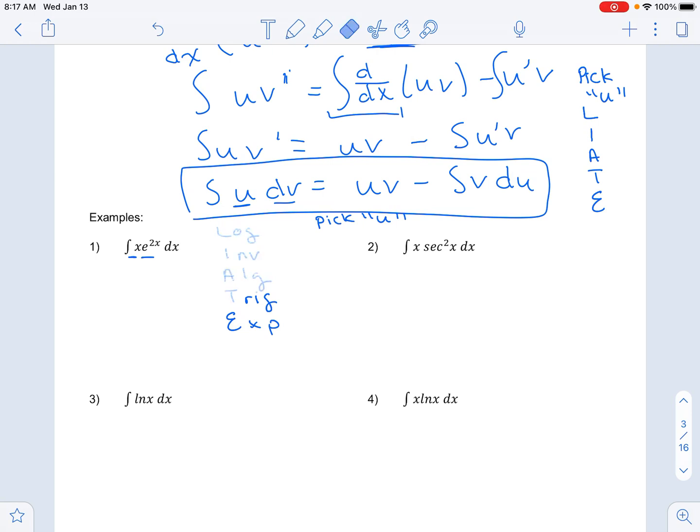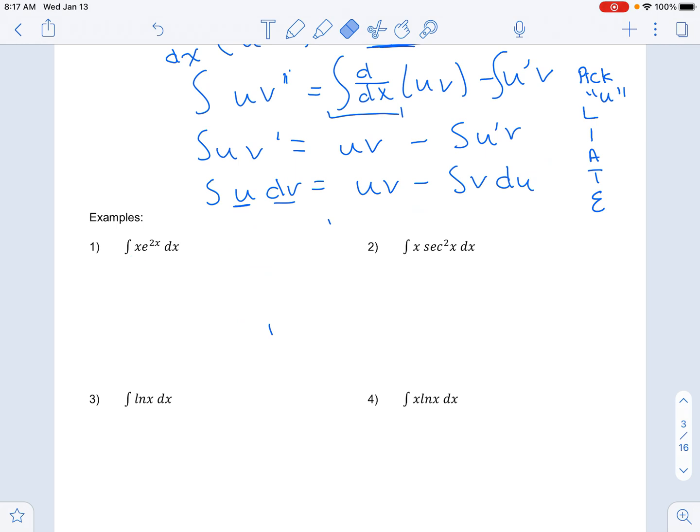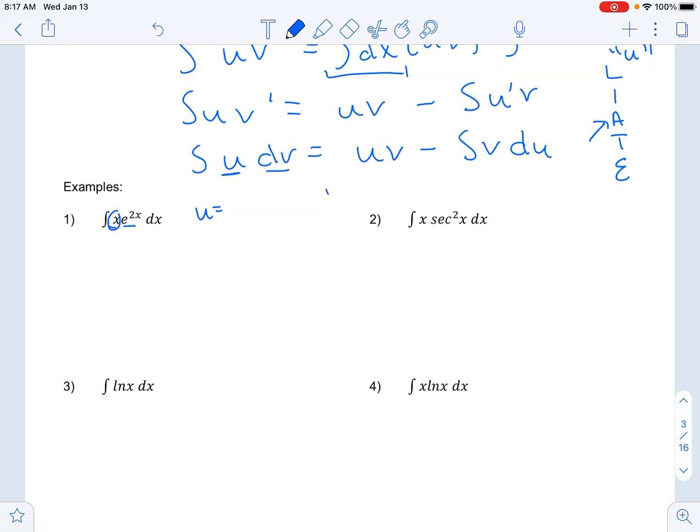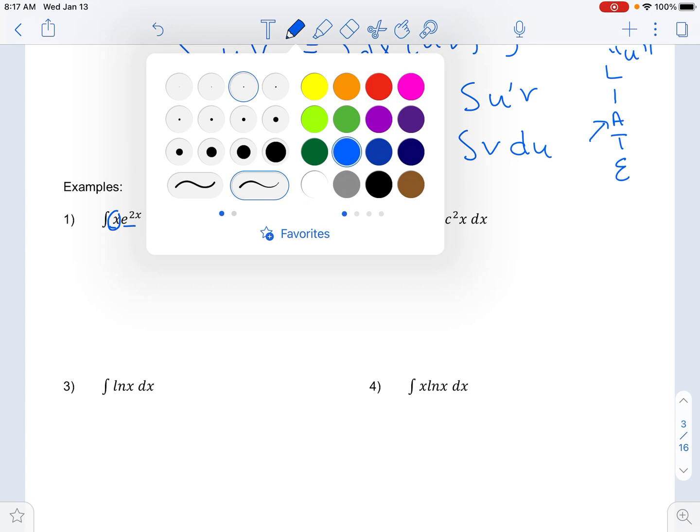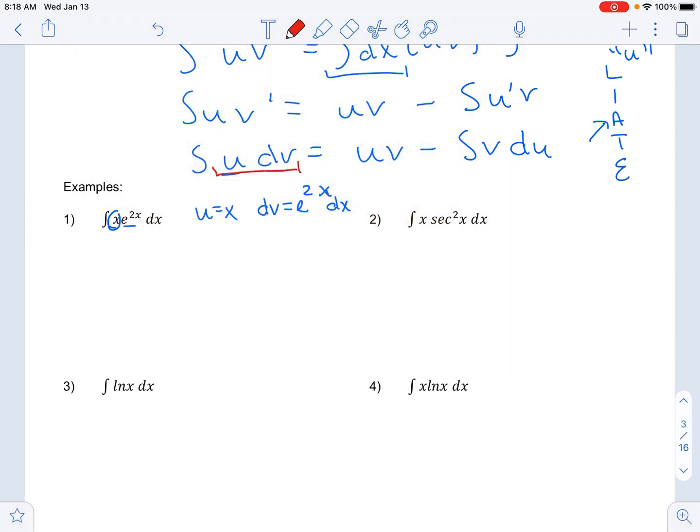So let's look at this problem here. Let's go through and try to figure out what our u is going to be in this problem. These are the two pieces that you have. I don't have any logs. I don't have any inverses. The next letter is A, which stands for algebraic. Notice that this is an algebraic piece. So your u is going to be x. That means everything else in the problem will be dv, which is e to the 2x dx. So the idea is we want to make it fit this form so we can use this rule. This is my u, and this is my dv.